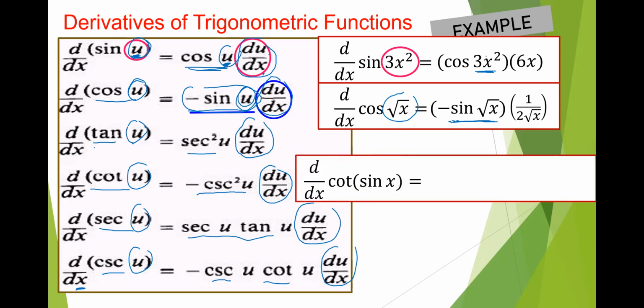Or kung gusto mo naman, pwede mo ring isulat as negative of sine square root of x over 2 square root of x. This is just the other way of writing this one, okay?